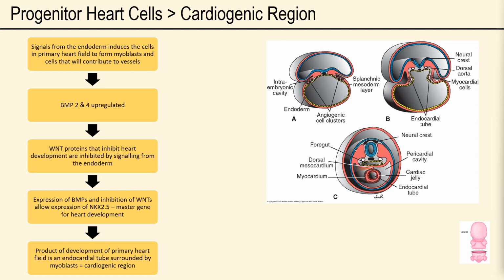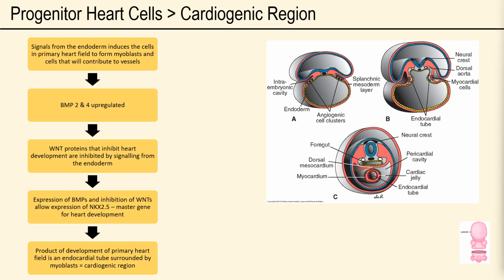The endocardial tube is surrounded by myocardial cells. If you look a little more closely at image C, we can see that this has happened. It is surrounded by myocardial cells that have begun to secrete cardiac jelly in the space between the myocardial cells and the endocardial tube. This cardiac jelly is a specialized extracellular matrix which is important in the septation of the heart.